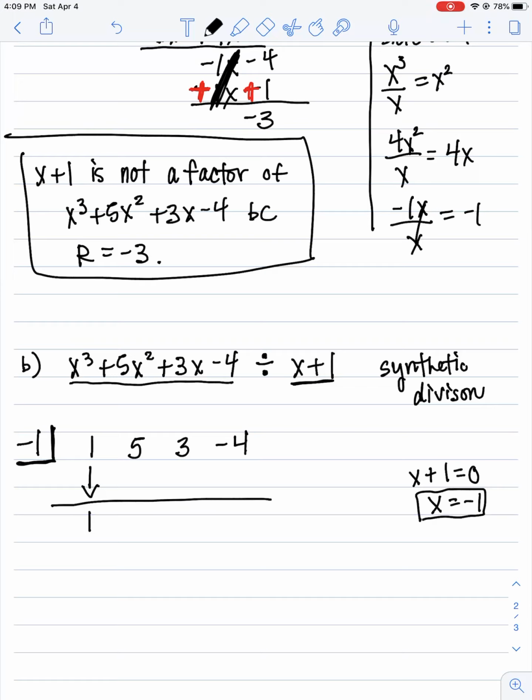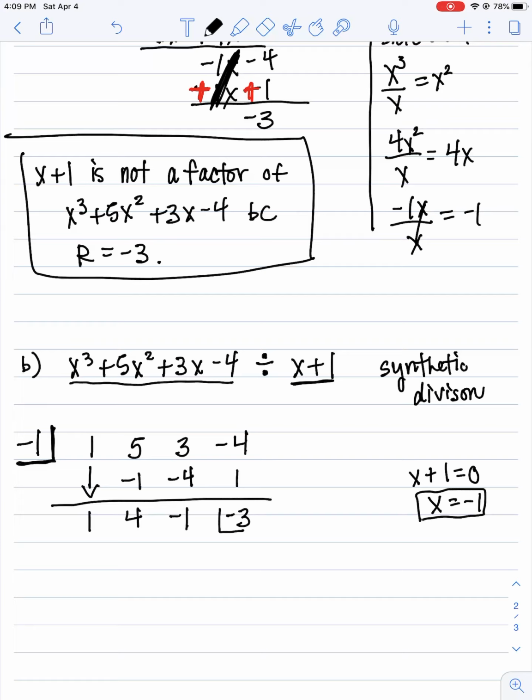This is the same process every single time, guys. Once you cross that line and you're down here at the bottom, you're going to multiply back to your box. So 1 times negative 1 is negative 1. 5 and negative 1 make a 4. You cross the line, so multiply back to your box. 4 times negative 1 is negative 4. 3 minus 4 is a negative 1. Negative 1 times a negative 1 is a positive 1. And if you combine negative 4 and 1, you get a negative 3, okay?